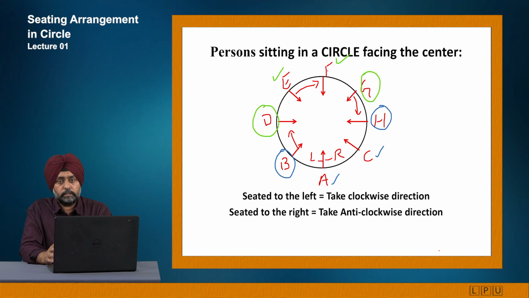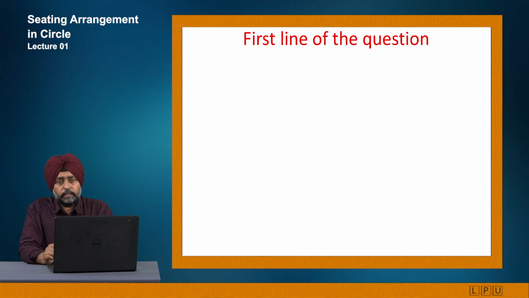Let us understand these things with the help of examples also. The most important line in a circle is the first line. If you have made the first line right, then the whole circle will be right. If you have made the first line wrong, then the whole circle will be wrong. So we will first practice how to place the people mentioned in the first line.